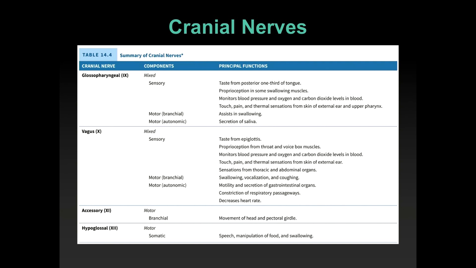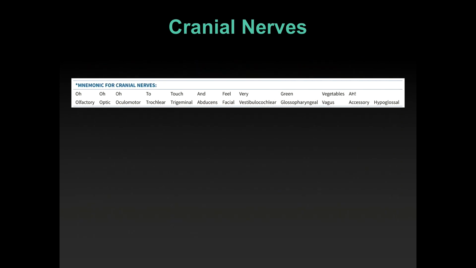And the reason that I can stumble and then go back to figure out where I was in the naming is from this really fun mnemonic that the book gives you. There are other more risky mnemonics that you can find online that I'll leave to your discretion if you want to use those. But a mnemonic is just a memory device that helps you remember the order of things. Oh, oh, oh, to touch and feel very green vegetables. Remember that, you can remember the cranial nerves.